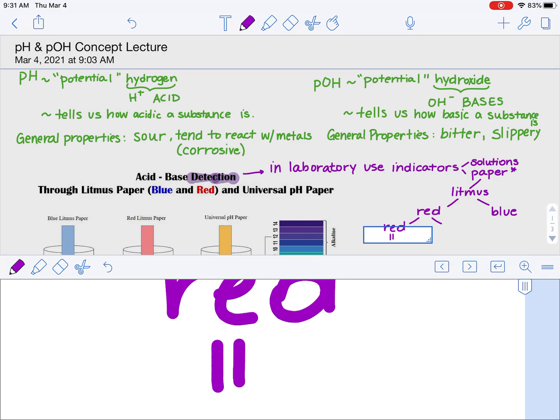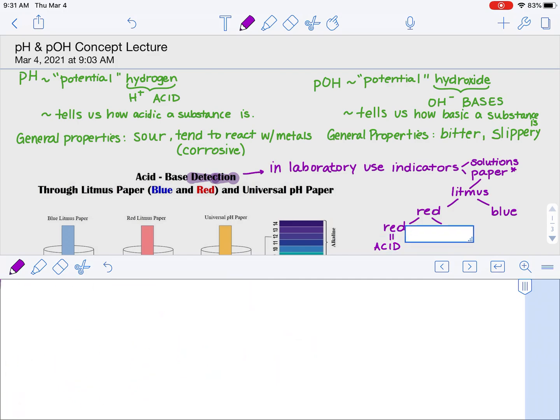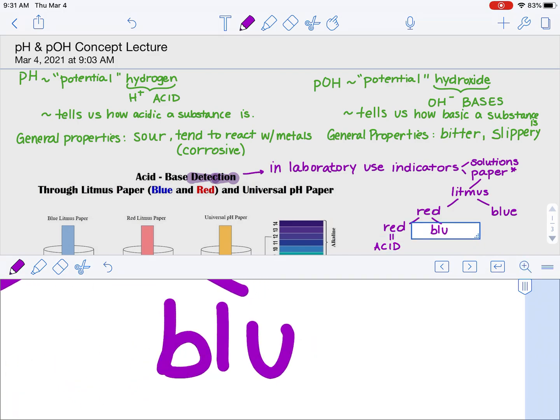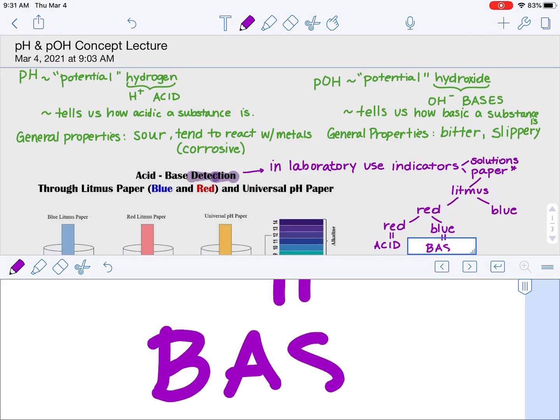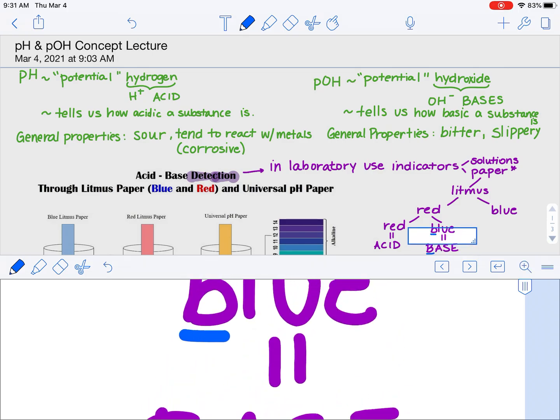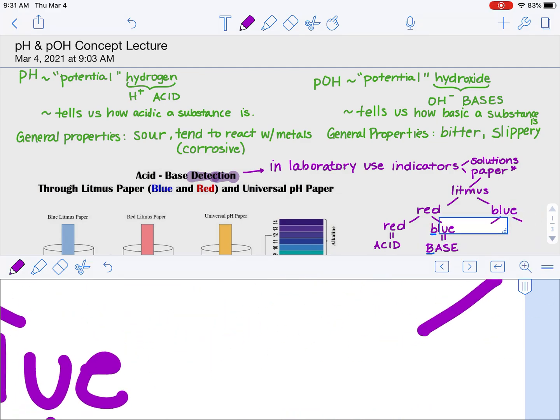If your red litmus paper stays red, that means your chemical is an acid. If your red litmus paper turns blue, that means your chemical is a base. The association here: base and blue both start with the letter B. That's an easy way to remember which color litmus paper indicates acid and base.